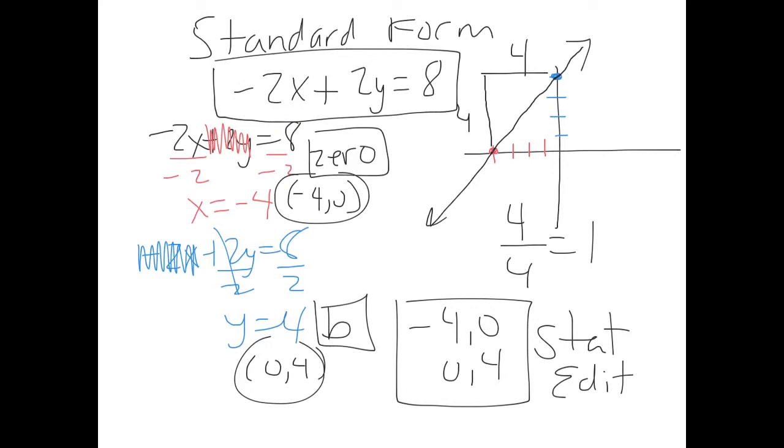I'll do stat edit on my calculator real quick. Stat 1, negative 4, 0 on the left. So this would be my L1, and this would be my L2. So 0 and 4 on the right hand side, stat calc 4. And so I find out that the equation is y equals 1x plus 4. There's your 1 for your slope. There's your 4 y-intercept that was down there.